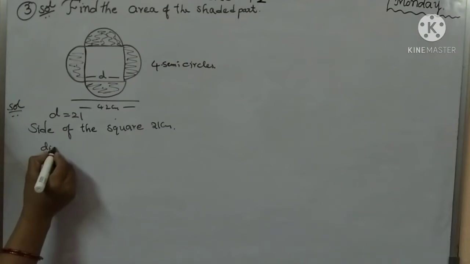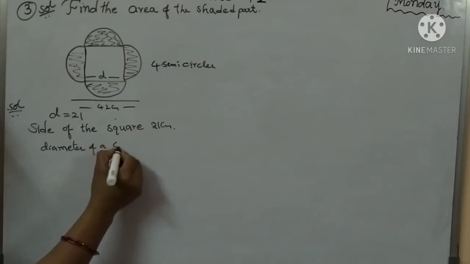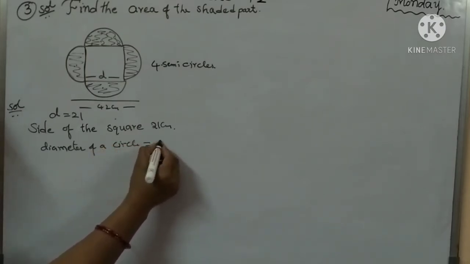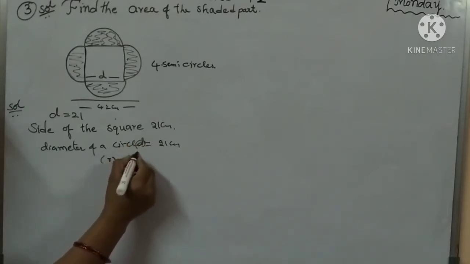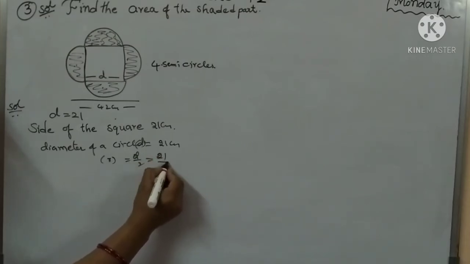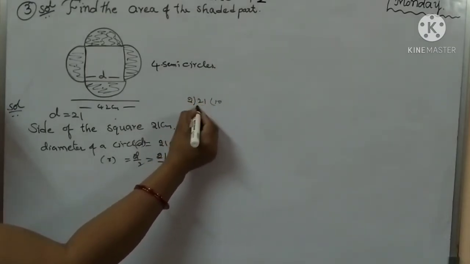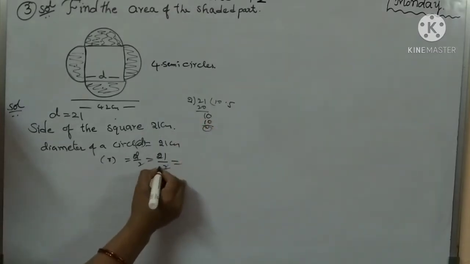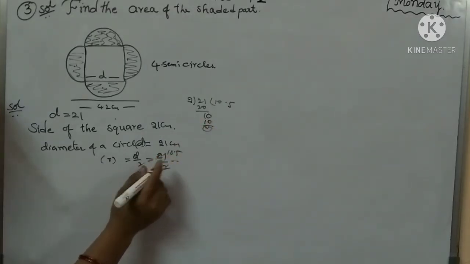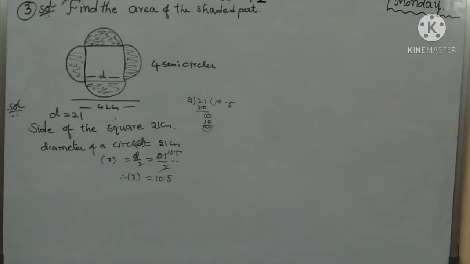So here diameter of a circle equal to 21 centimeter and radius r equal to d by 2. It means 21 by 2. So here 21 by 2. 5 twos are 10. So it is a 10.5. So therefore radius r equal to 10.5. Okay, did you understand? Now find the area of a circle.